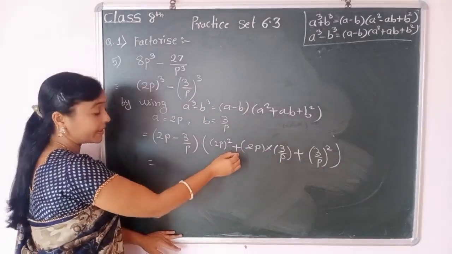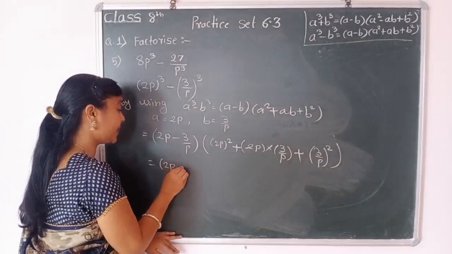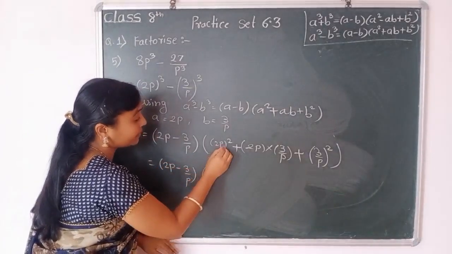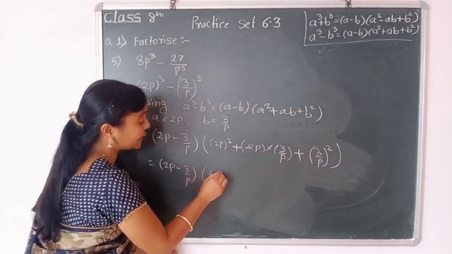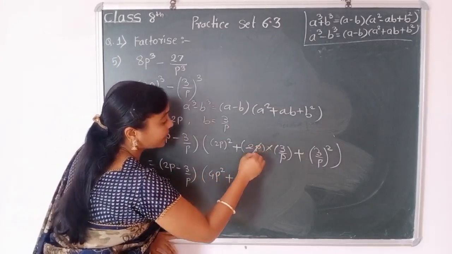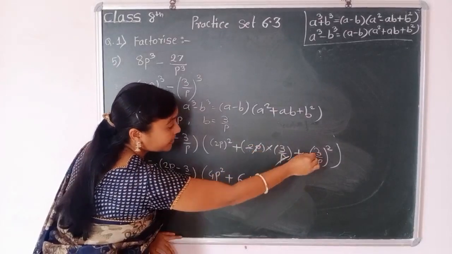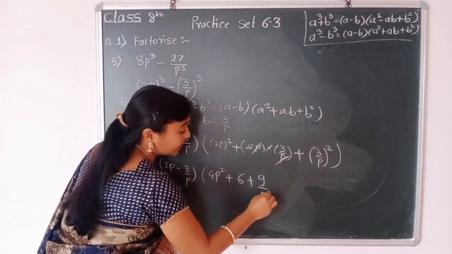Then we solve this bracket, (twice p minus 3 upon p). (Twice p) whole square means 4p square, plus p cancels, 3 into 2 is 6, plus 3 square is 9 upon p square.